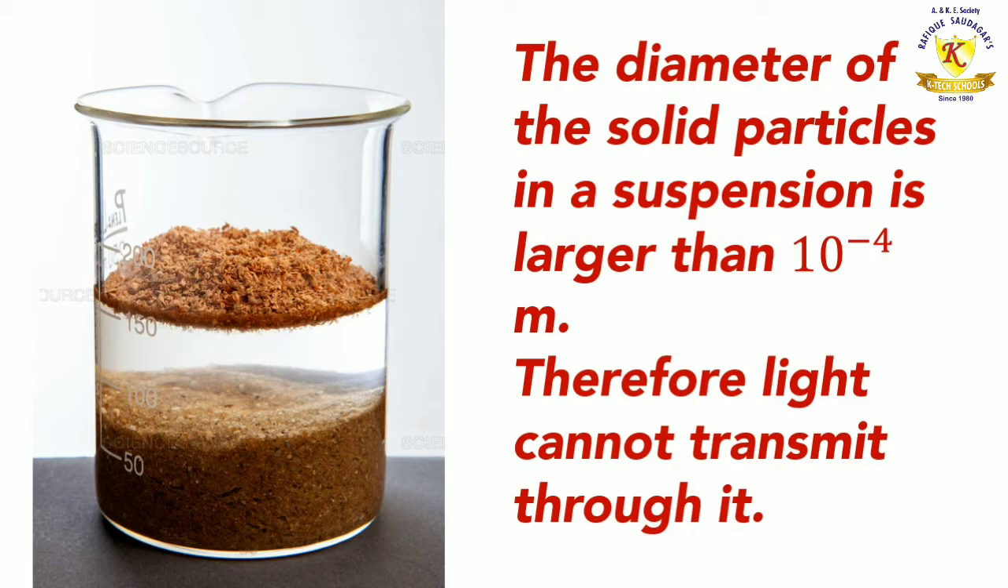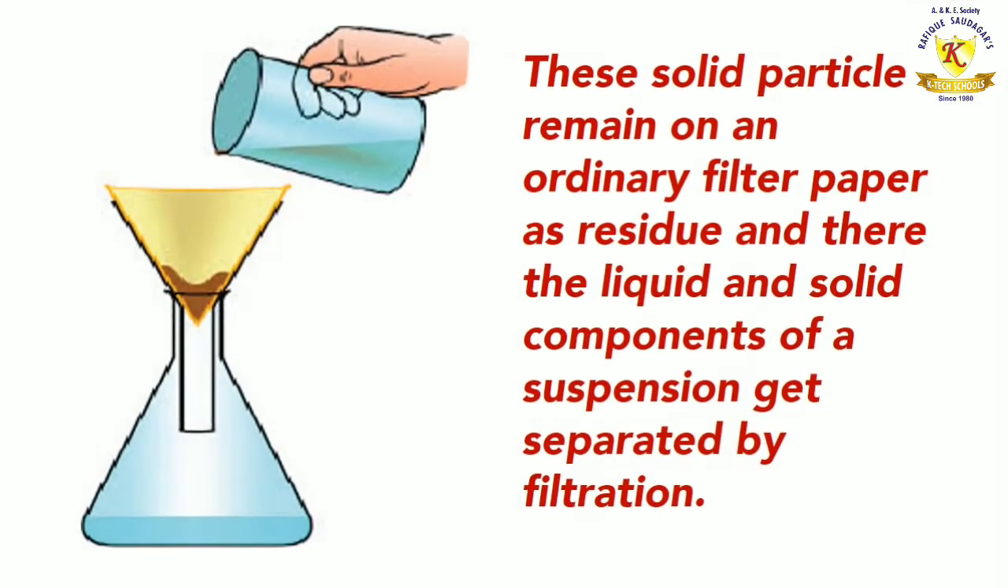Now, the diameter of the solid particles in a suspension is larger than 10 raised to minus 4 meter. Therefore, light cannot transmit through it. So these solid particles remain on an ordinary filter paper as residue, and the liquid and solid components of a suspension get separated by filtration. Yes, children?